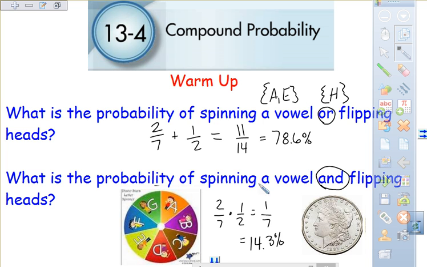In the second example, you have to get a vowel and get a head. So that's a little bit harder. So in this case, we want to multiply. So whenever you see or, you add. Whenever you see and, you have to multiply because both events have to happen. So in this example, we get 14.3%.